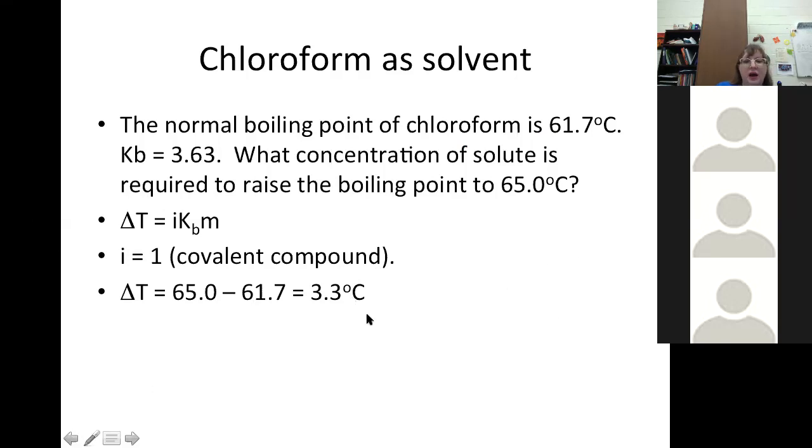There we go. We'll plug in those numbers. So the 3.3 is the delta T, 1 is i, Kb is 3.63, and that has units of degrees Celsius per molal. And then we're solving for m.